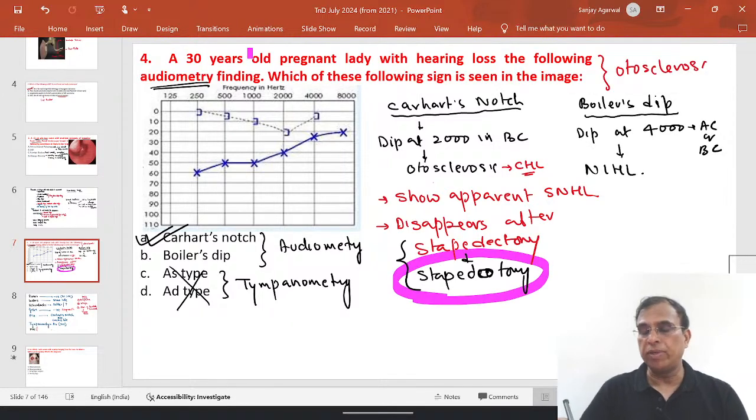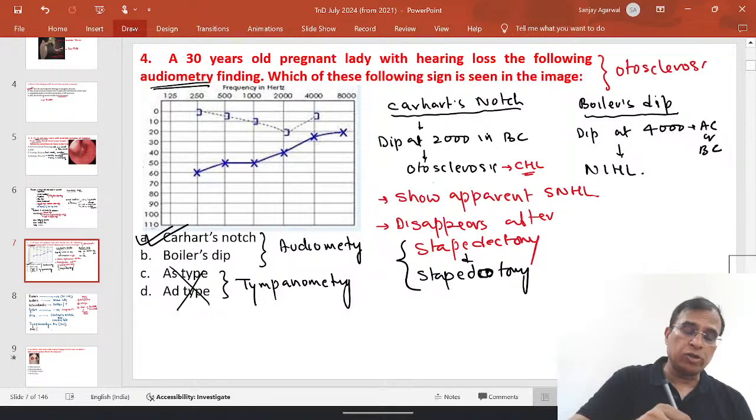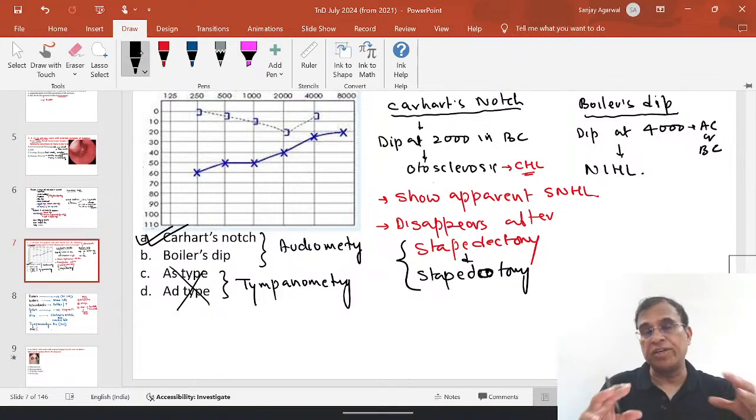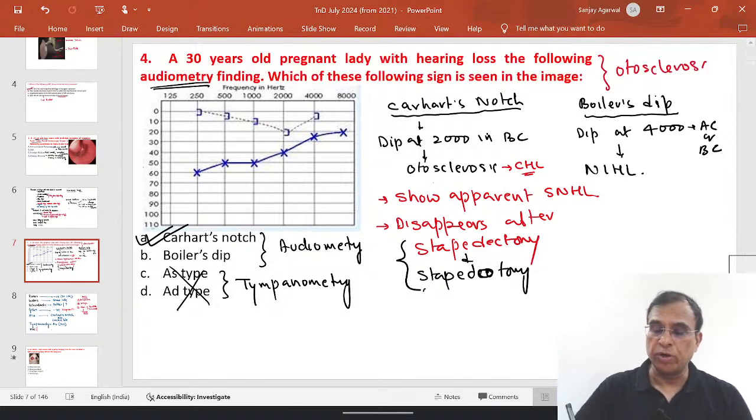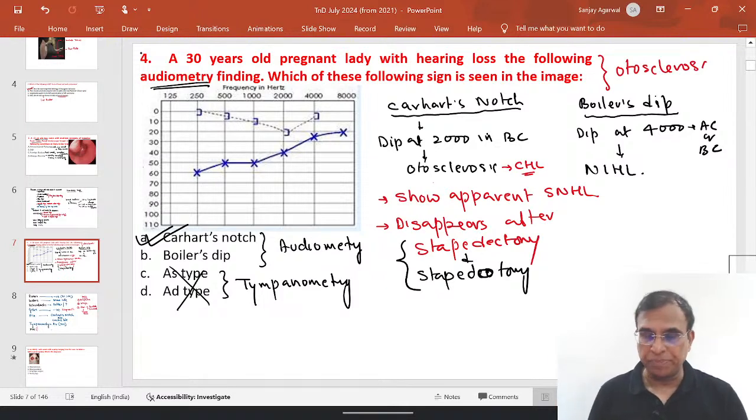Nowadays we do stapedotomy, and between stapedectomy and stapedotomy, which are two different kinds of surgery for the same disease, otosclerosis, there's very, very little difference. There is only one step that is different. Only one step in the surgery is different. Otherwise, every other step of the surgery is the same. Very mild difference. Yes, we prefer stapedotomy now as compared to stapedectomy, but Carhart's notch will disappear in both of them. Okay, that's one thing.